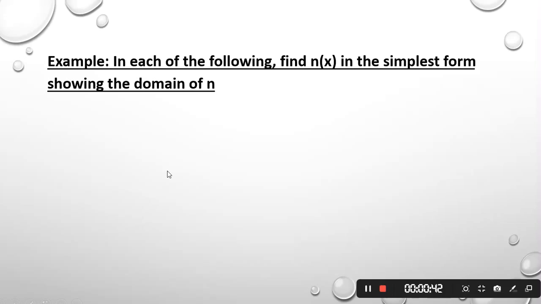We know the steps now. First, factorize. Second, find the domain. Third, simplify, and do adding, subtracting, multiplying, dividing. There is no problem with this.